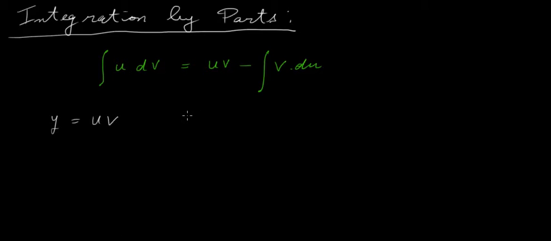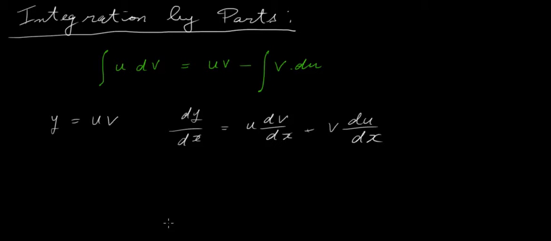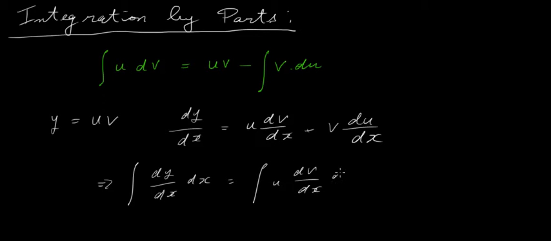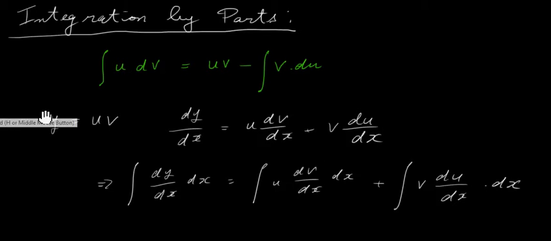So if you differentiate y, you get dy dx, and that's just our product rule. It's going to be u dv dx plus v du dx. Now let's look at integrating both sides with respect to x. So that would give us the integral of dy dx with respect to x, the integral of u dv dx with respect to x, and the integral of v du dx with respect to x as well. So we've integrated each of these terms in this equation.